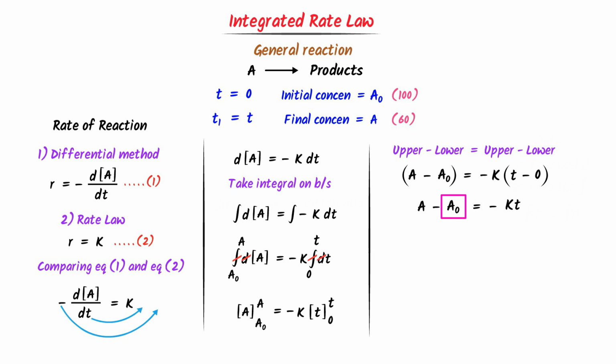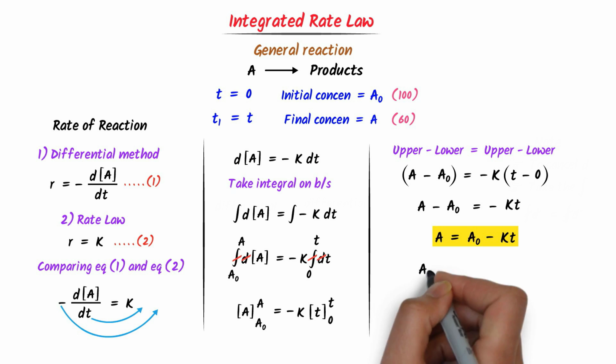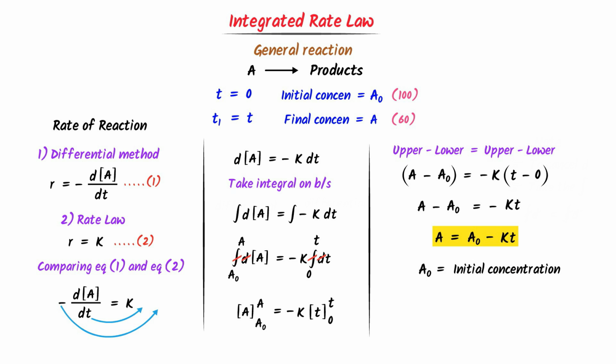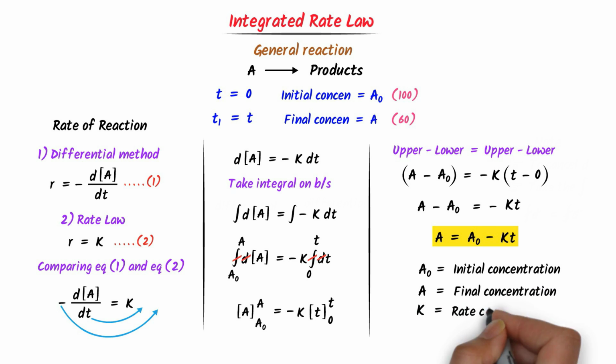I shift A0 from the left hand side to the right hand side. I get A equals A0 minus Kt. This is known as the integrated rate law for zero order reaction. We know that A0 is the initial concentration of the A reactant, which is usually considered as 100. A is the concentration of A reactant at a particular time. K is the rate constant or velocity constant. t is the time in which concentration changes from A0 to A. Thus note down this integrated rate law for zero order reaction, which we will use to crack any numerical problem.